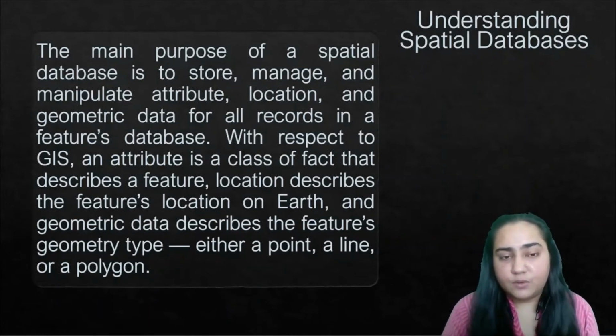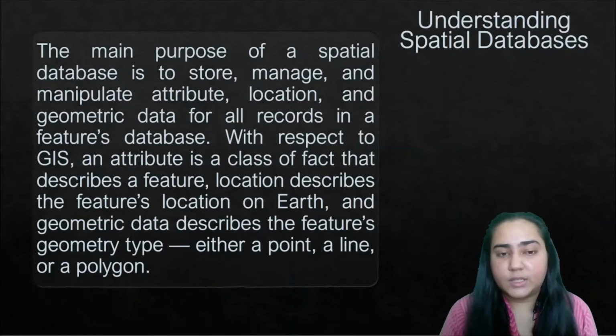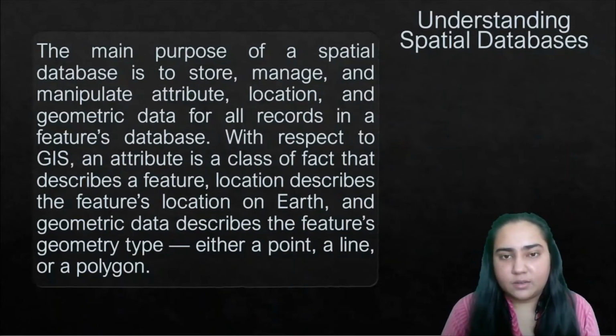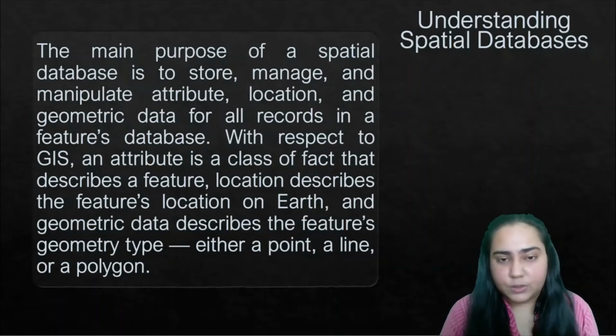So now what is an attribute? An attribute is a class of fact that describes a feature, which means if you consider our previous example, an attribute could be the amount of snow, or the number of accidents. All these things together form attributes. What is location? Location describes the latitude and longitude, the coordinates of that place on Earth, so that you can plot it on a map.